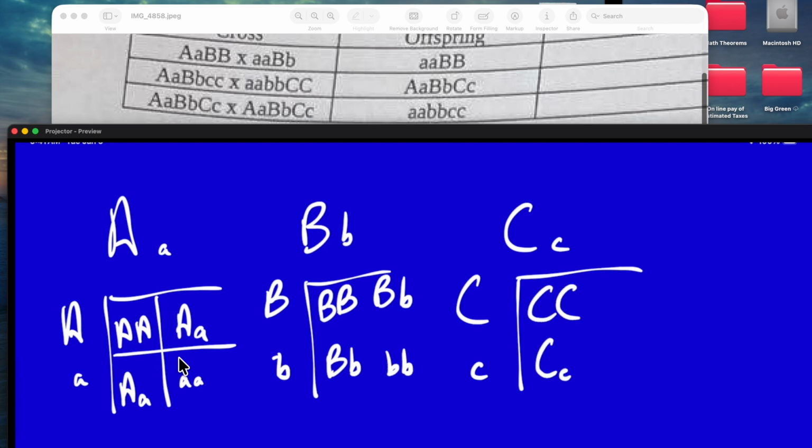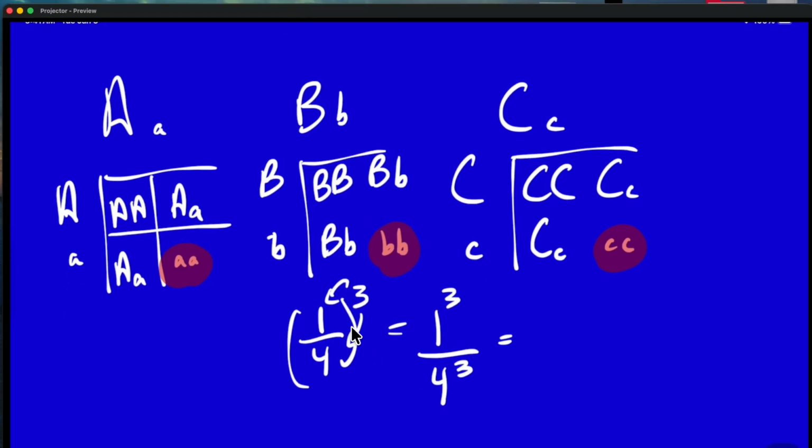Okay, so the chance of recessive for the A is 1 out of 4, for the B is 1 out of 4, and for C is 1 out of 4. So that's 1 over 4 to the third power. We use the power rule. That gives us 1 to the third over 4 to the third. 1 to any power, sorry. We use the power rule, 1 to the third.